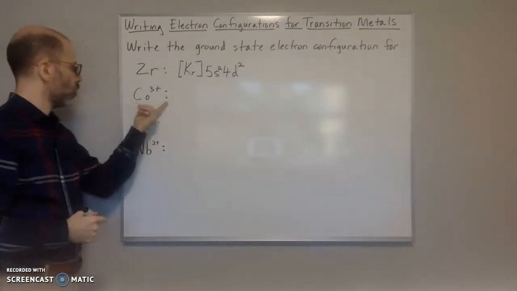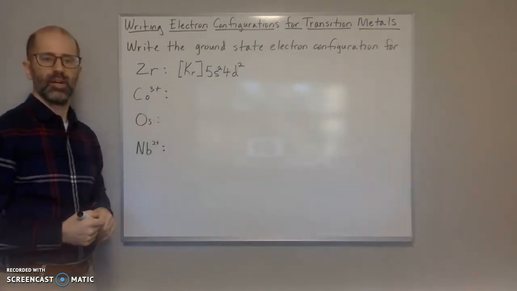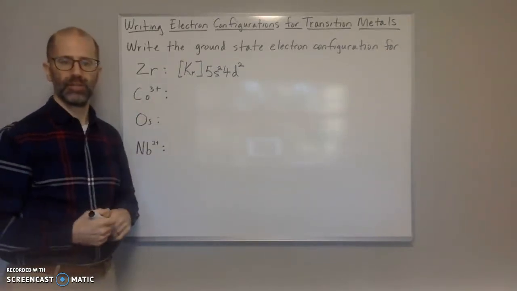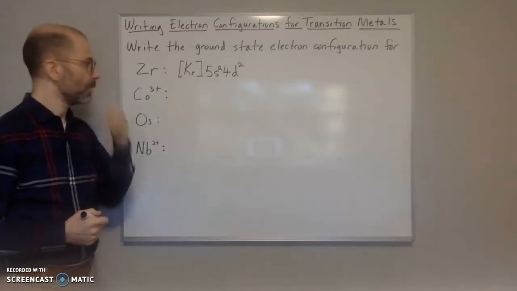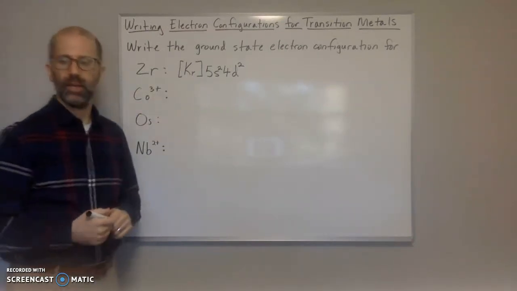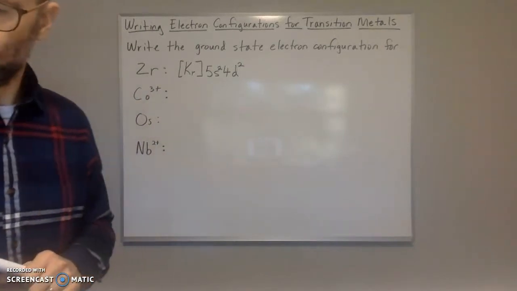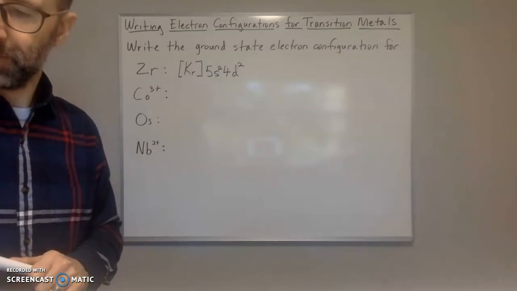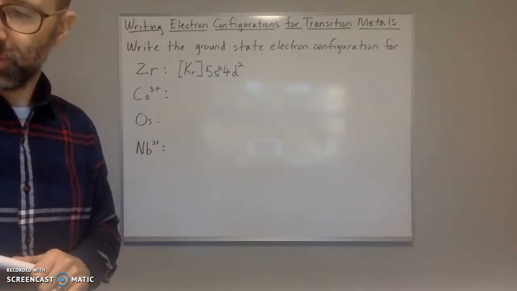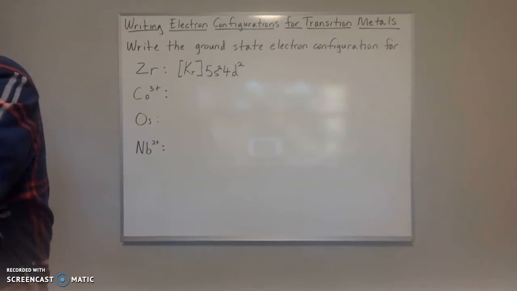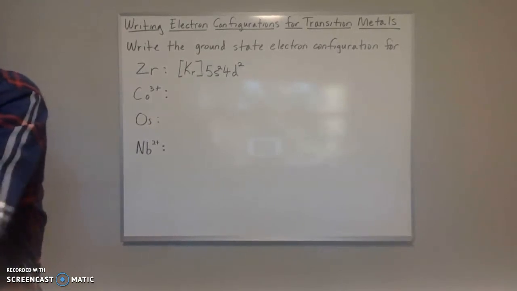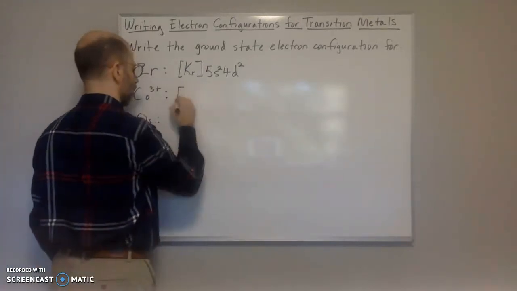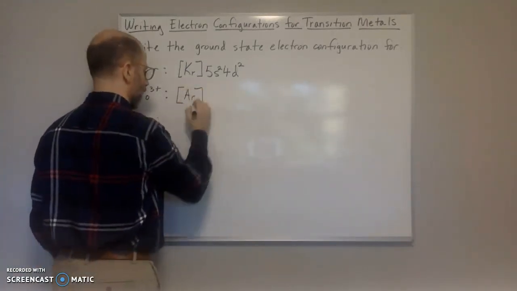All right, what about cobalt 3+? How do we write the ground state electron configuration for that? We're going to follow the same thing. If we look on our periodic table for cobalt, Co, cobalt is in the 4th period, and it follows argon. So we're going to write down Ar in square brackets.